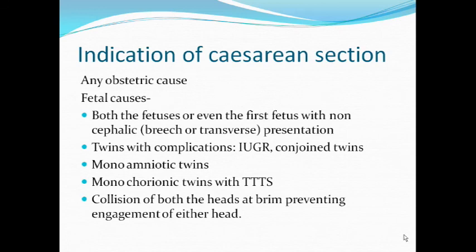What are the indications for cesarean section? It can be any type of obstetric indication like CPD, fetal distress, any cause. But some fetal causes are also there. If your first baby is not cephalic, not in vertex position, then you have to perform cesarean section. Twins with complications, you have to perform LSCS: IUGR or conjoined twins. In case of monoamniotic twins, monochorionic twins with TTTS, or if there is collision of both heads at the brim, preventing the engagement of either head.